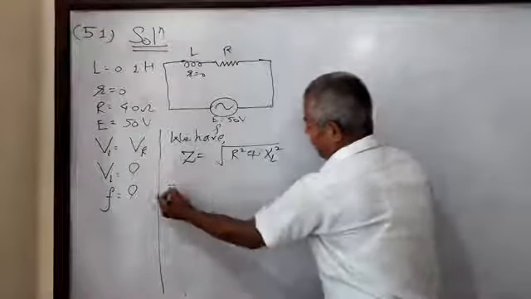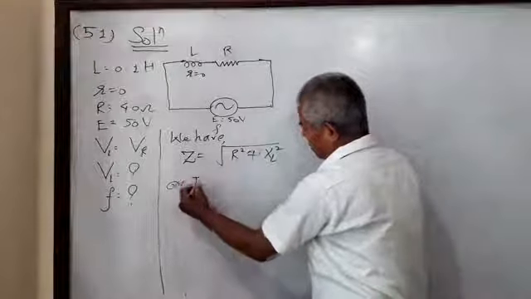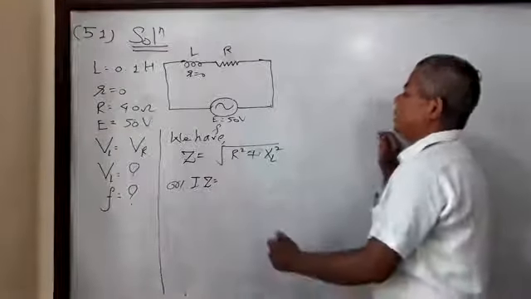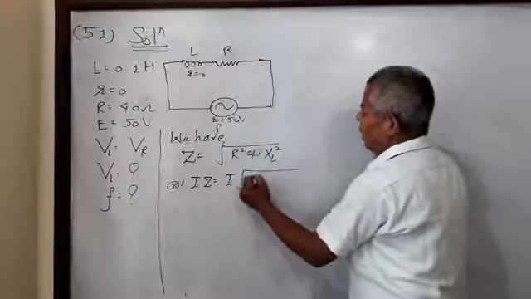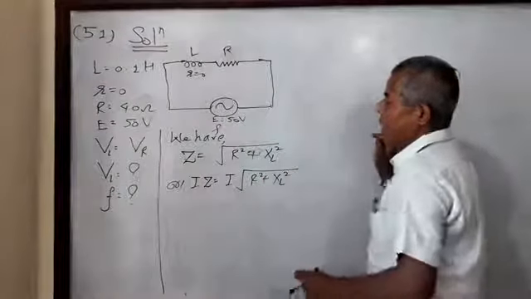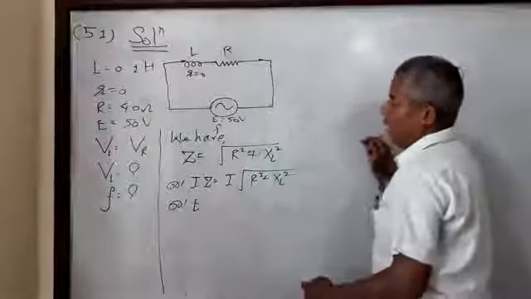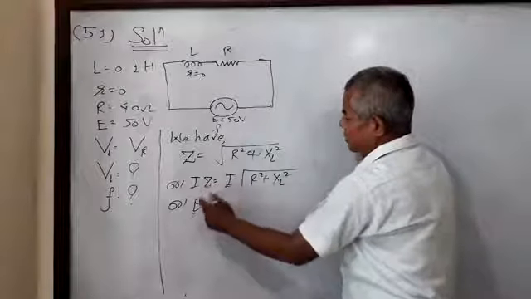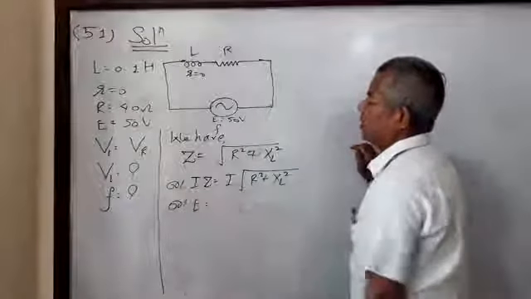Then multiplying both sides by I, I into Z is equal to I times root under R square plus XL square. I into Z is V, and V is replaced by E. So I into Z is equal to E, which is equal to V.